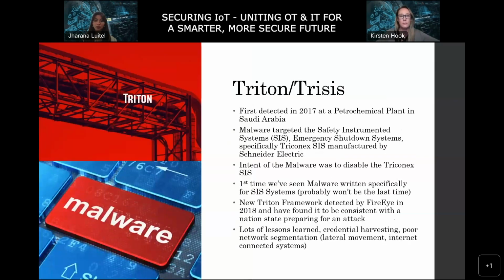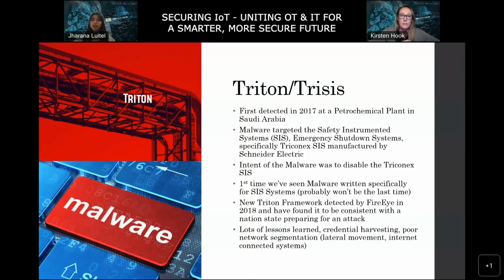Now moving on to the OT attack. It's the Triton or Trisis attack. So what is this hack? In the fall of 2017, malicious software was detected in a petrochemical plant in Saudi Arabia, and it was discovered to be able to take over what you call a safety instrument or a safety system.